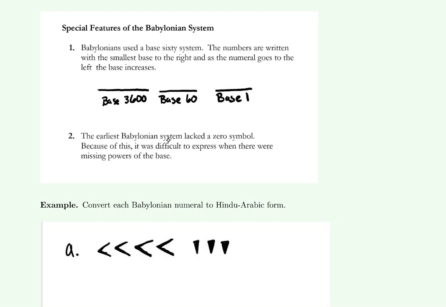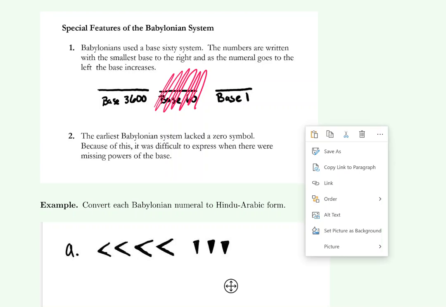Now, the earliest Babylonian system historically lacked the 0 symbol. So in this case, if we wanted to go from base 1, but there was not a base 60, we just wouldn't write the base 60 and we would go to base 3,600. But that could be somewhat confusing because do you just skip a certain amount of distance? And if scribes were reading it later, it would be unclear whether you wrote a base 1 and a base 60, or a base 1, skipped the base 60 and went to base 3,600.